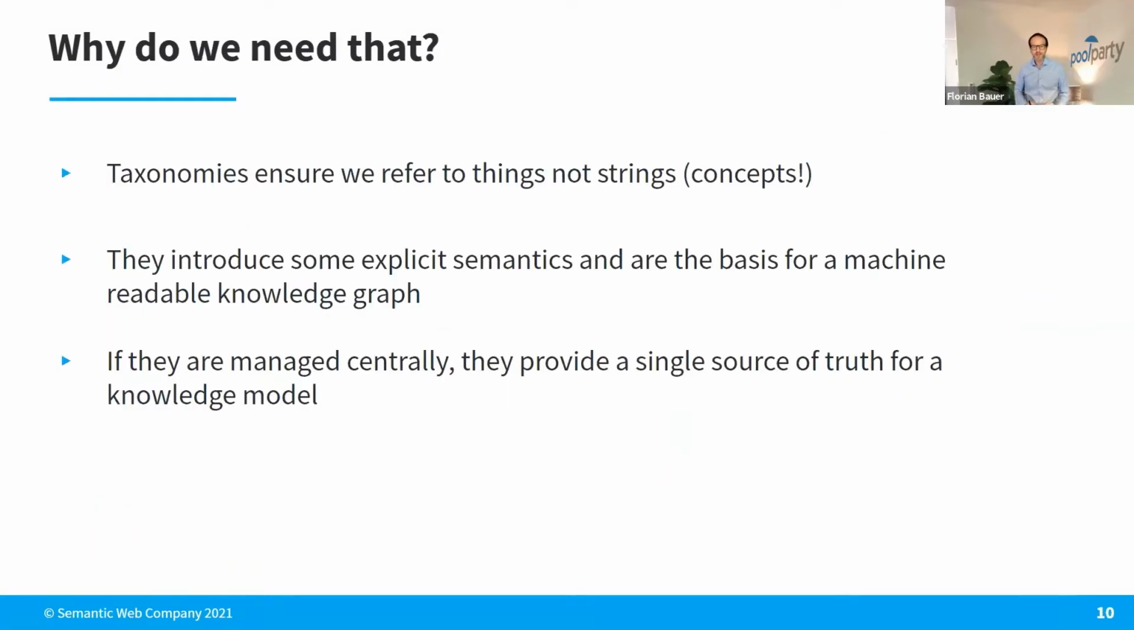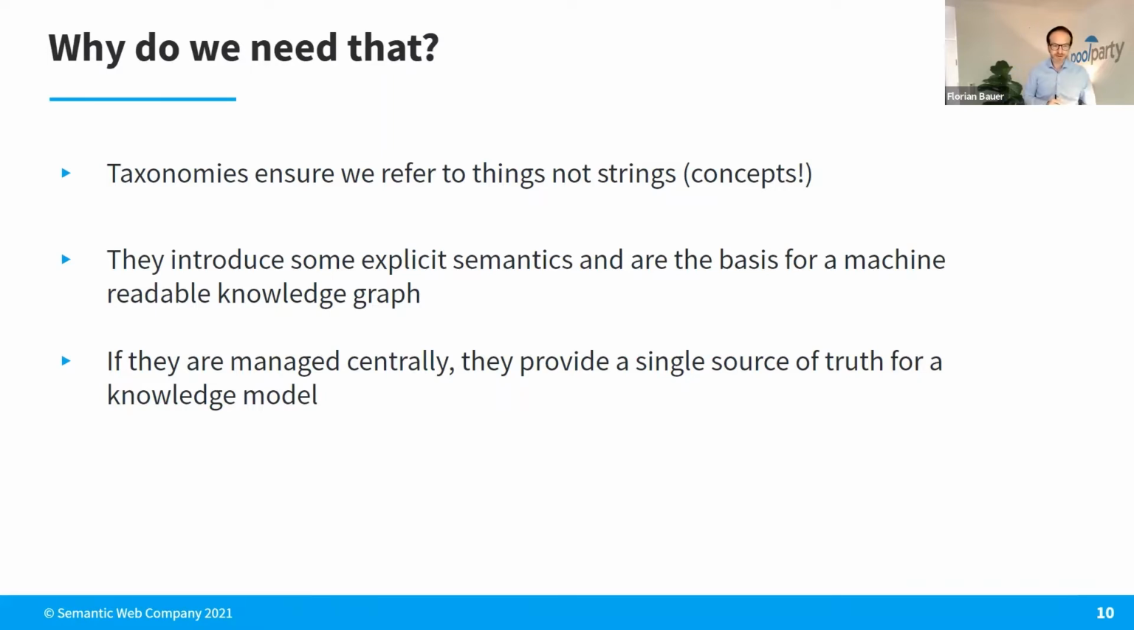Why do we need that? Because what we want to achieve at the end of the Semantic Content Hub is that we actually have something that ensures that we refer to those things and not strings, so these concepts, because that introduces some explicit semantics that we can use for any kind of applications, for search features, for tagging capabilities, for reusing, and so on. It's very important that this first structure already introduces the basics for being able to do that. And all of that is based on something that's machine-readable and is controlled centrally.